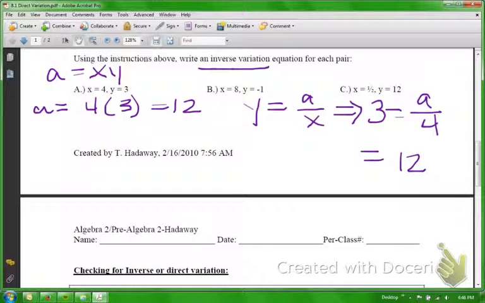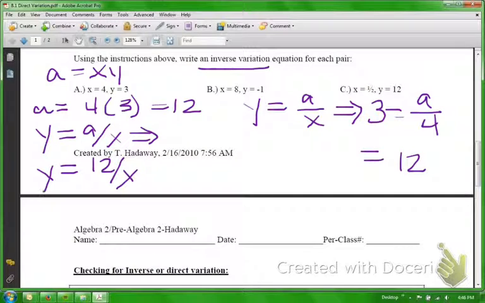So we have those two. Now we're going to plug it into our formula, so y equals a over x gives us y equals, what was my a? 12. 12 over x is y. Now, if I wanted to find an answer from that point, I would just plug in.